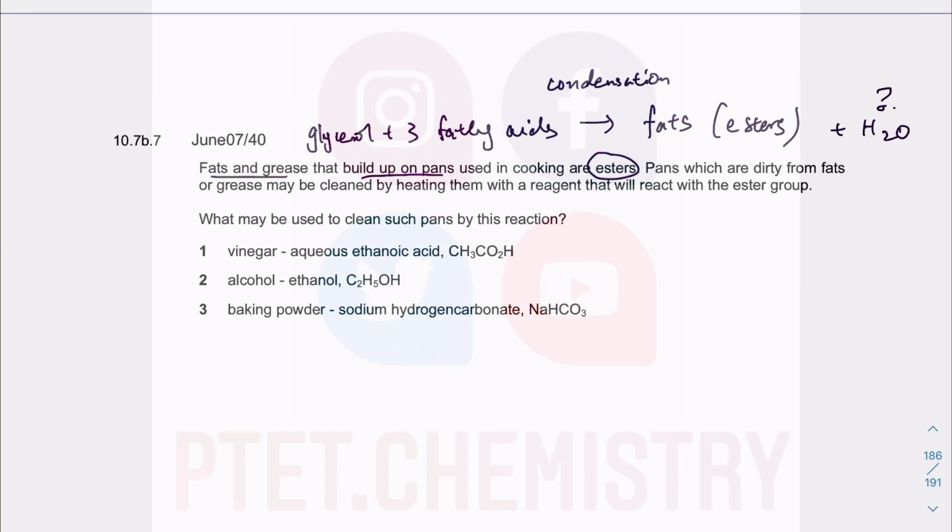So pans which are dirty from fats or grease, you can clean them using a reagent that will react with the ester group. So this is a hydrolysis of the ester group. What may be used to clean such a pan by this reaction? Okay, so when you have esters, esters can be hydrolyzed by acids or bases.